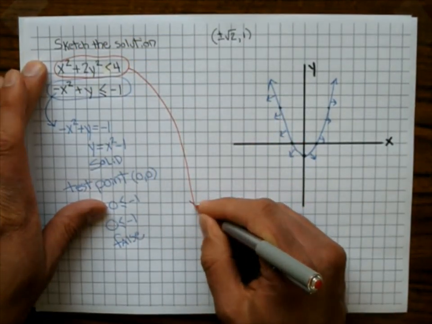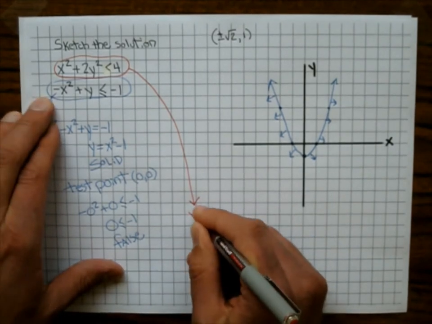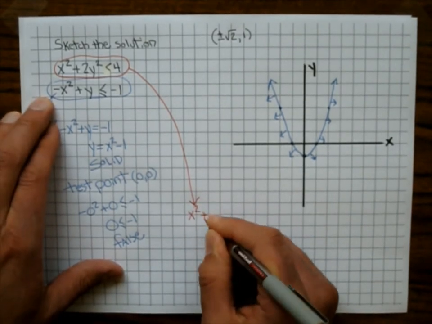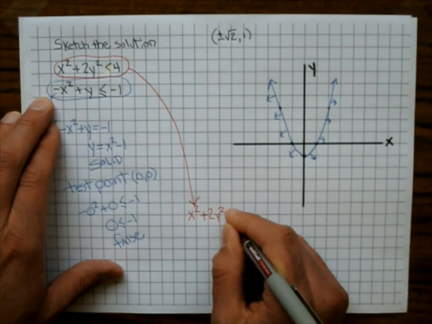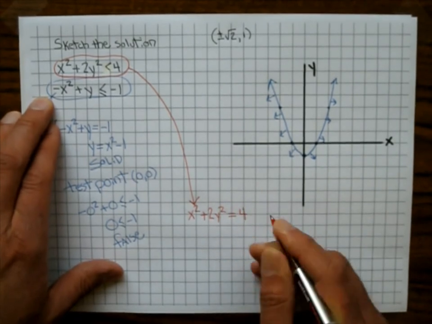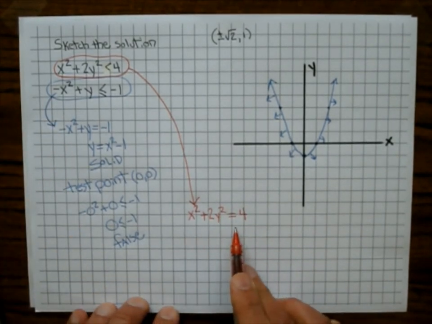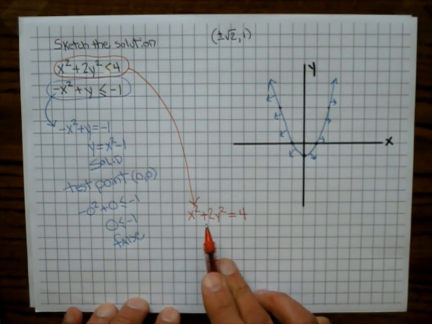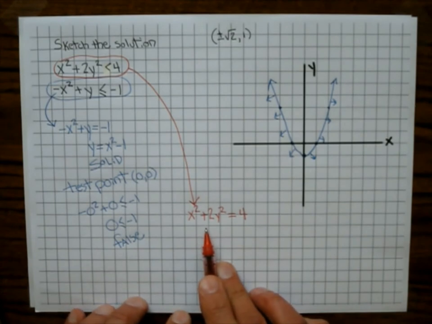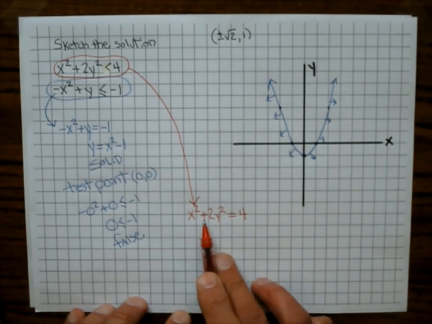So we're going to go ahead and draw the equation here. X squared plus 2y squared equals 4. Now I can divide everything in the equation by 4 and realize, oh, I don't have a circle here, I have an ellipse. But instead of finding the foci and all the stuff that was associated with ellipses, I'm just going to find the intercepts.